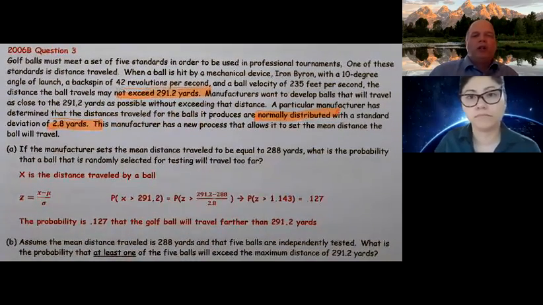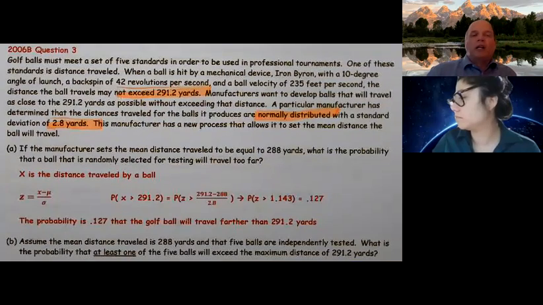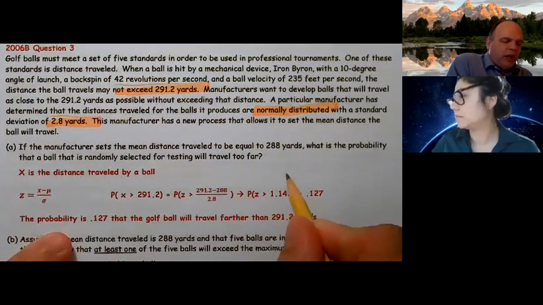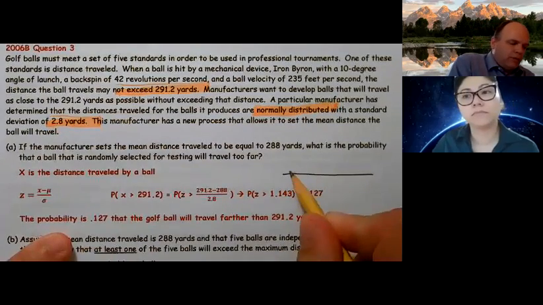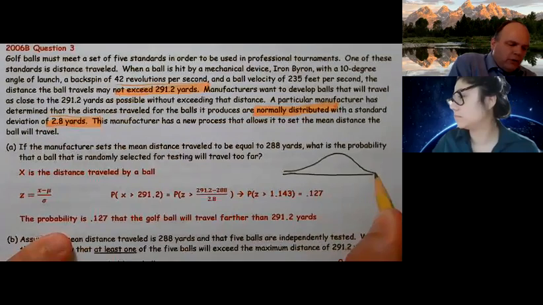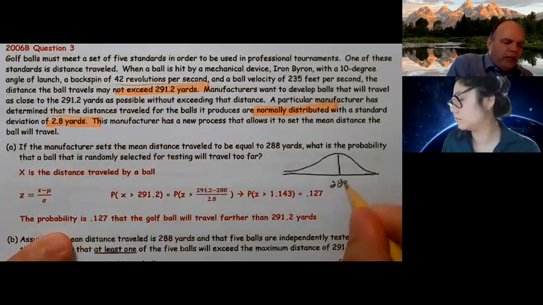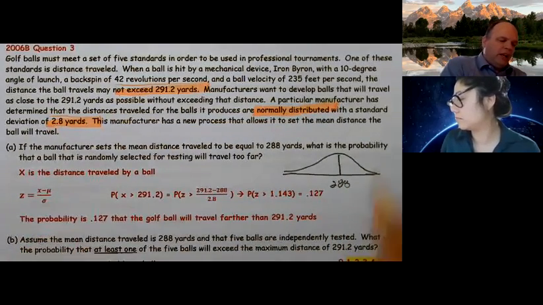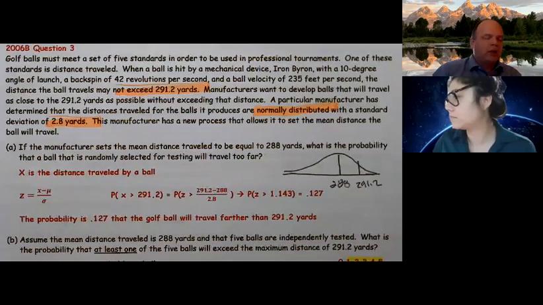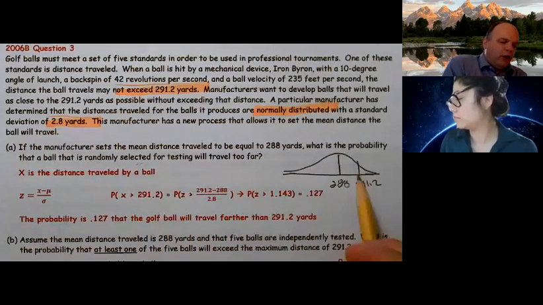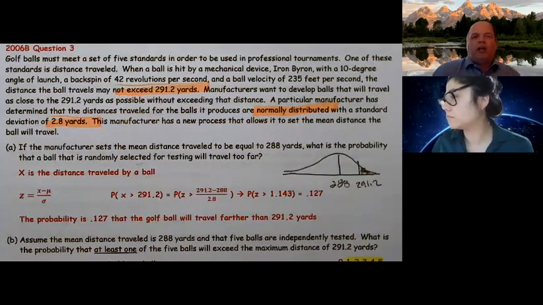Now, one thing I haven't shown here that I highly recommend that you give, because a lot of times they give partial credit, and the reason I haven't shown it is I don't have a good way to draw this, is the normal curve. So in this particular case, you have a normal curve. We know this manufacturer set the mean distance at 288. And we know that traveling too far occurs at 291.2. And they specifically asked, what's the probability that a randomly selected ball travels too far? So I'm looking for this area right here, my shaded area.